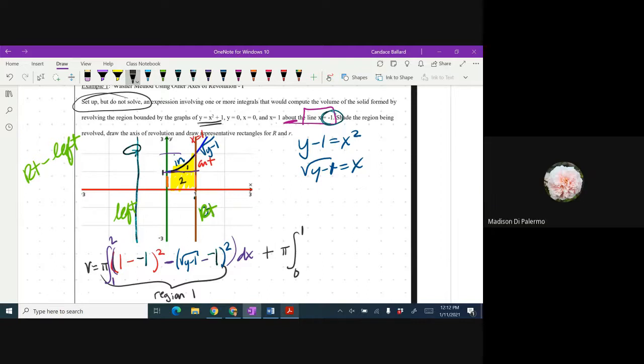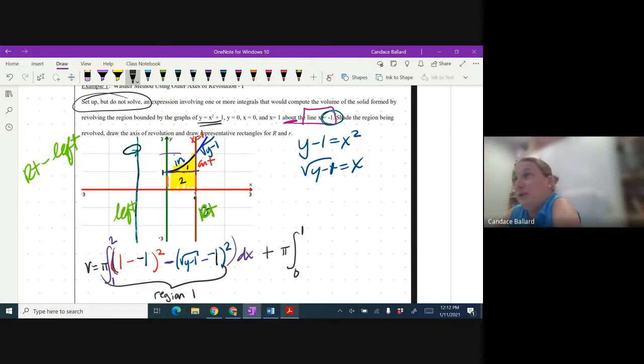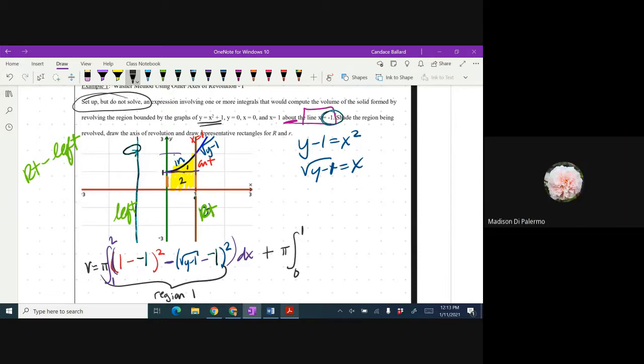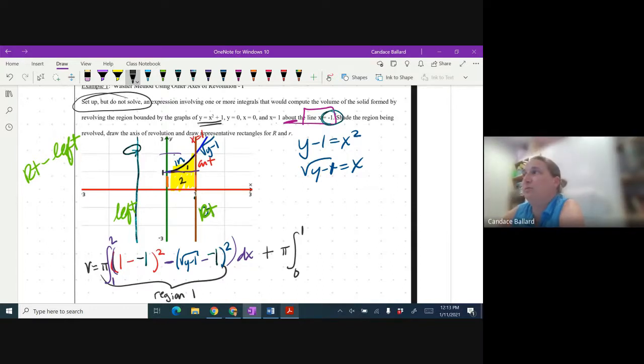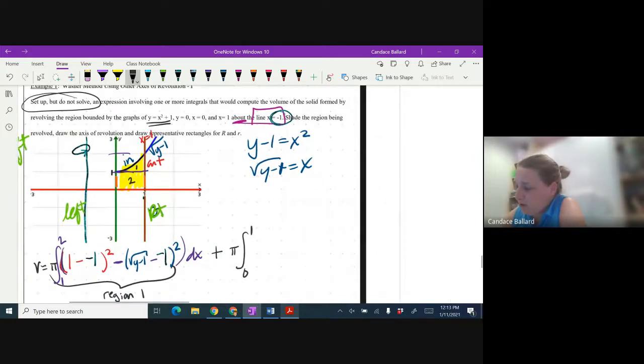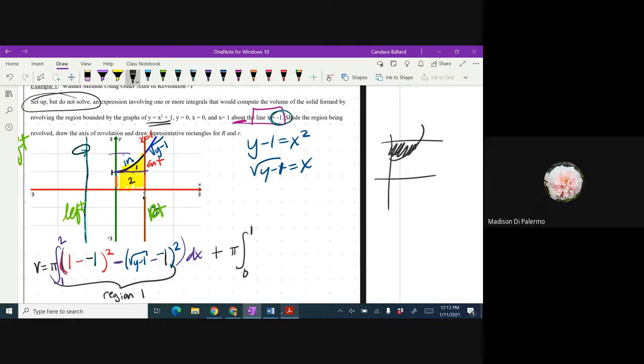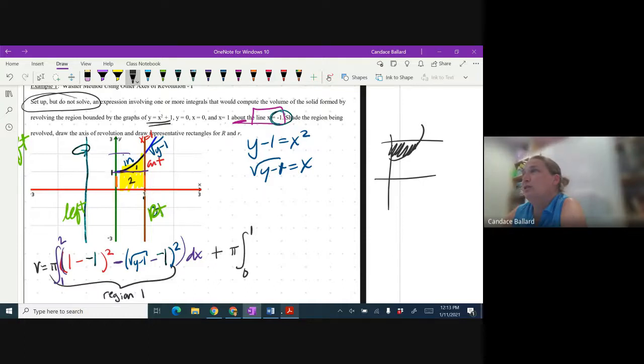If it's a vertical problem, are you always going to have to split it like that? Is there always going to be 2 regions, or is it possible that you don't? It depends on where the bounds are. So you just kind of have to know. That's why the picture is so important. If the region was up here, I would have only needed one. Do you see the difference in the picture?